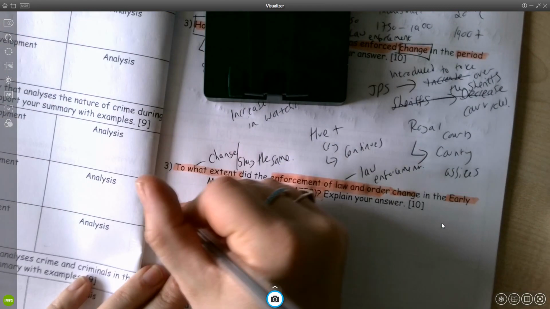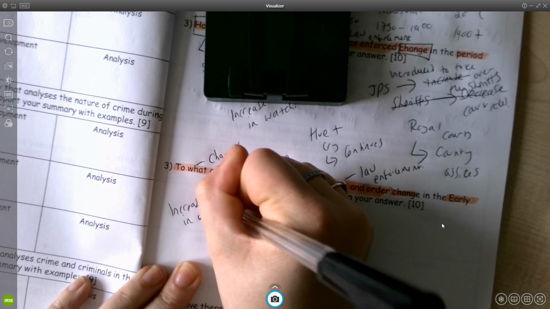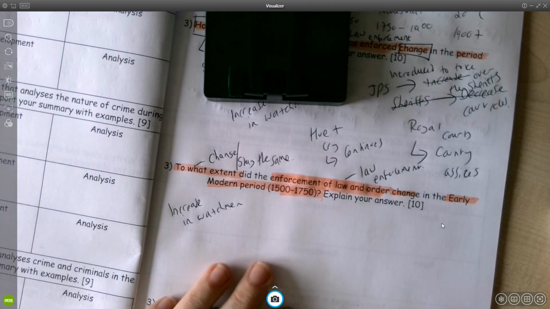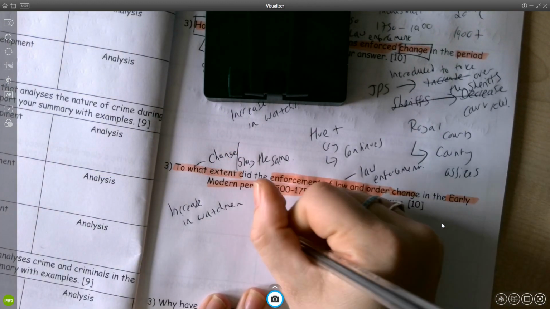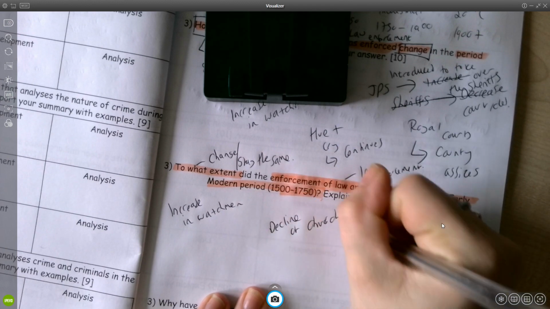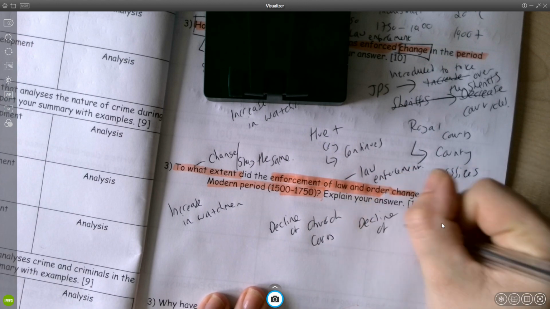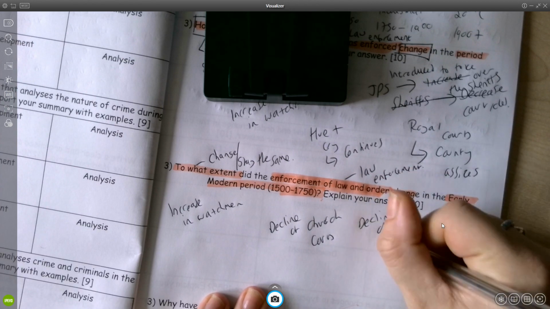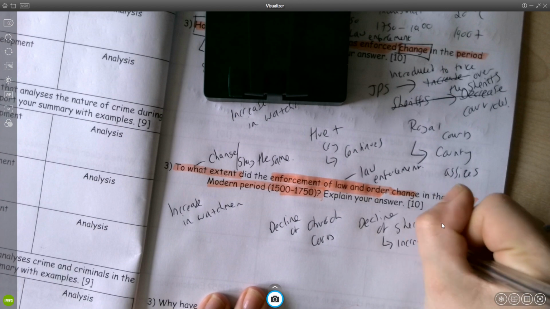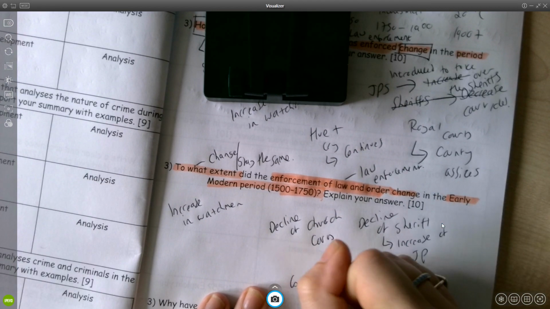So again, it's an increase in the number of watchmen. Well, something to do with watchmen. In the medieval period, they're actually introduced. We've got a decline of the church courts, decline of sheriff, increase of JP. We've got the continuation of the hue and cry.